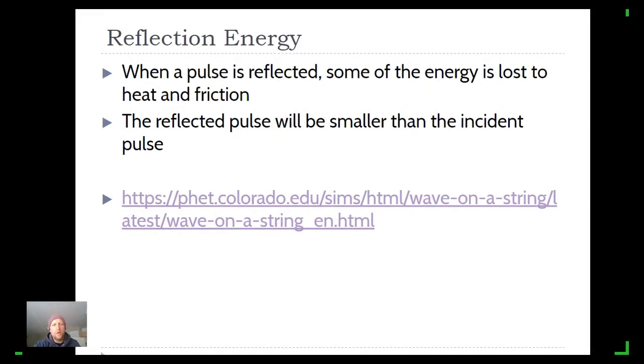So we already kind of mentioned this a little bit, but the reflection energy, so when the pulse is actually reflected, like I said, some of it was lost, and that can be due to heat and friction. And we also noticed that the pulse was smaller than the actual incident pulse, than the first pulse that was propagated or sent along on its way.